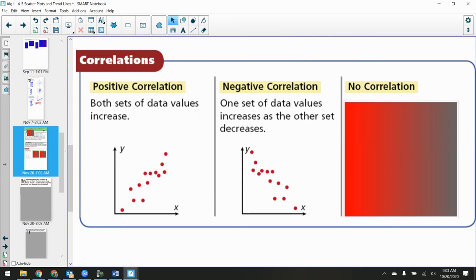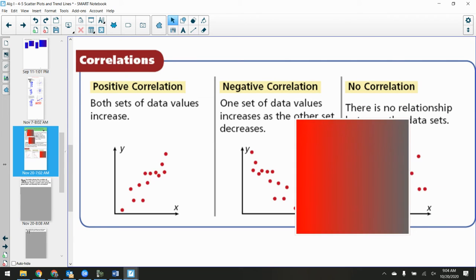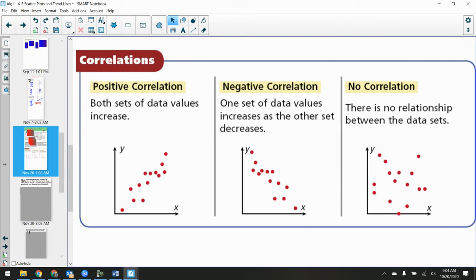Negative correlation is something where if I increase something, something else will decrease. For example, think about the temperature in the month of October, okay? As I increase my days in October, what happens to the temperature? Generally going down, right? Again, we're talking about tendencies, we're talking about trends. It tends to go downward. So as I increase my x values, my y values tend to decrease. That would be a negative correlation. And then no correlation at all. There's no relationship between the data sets.